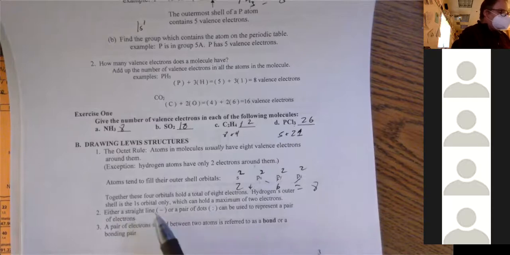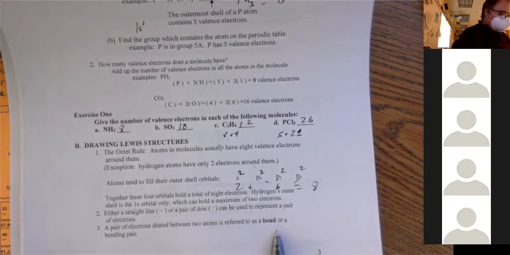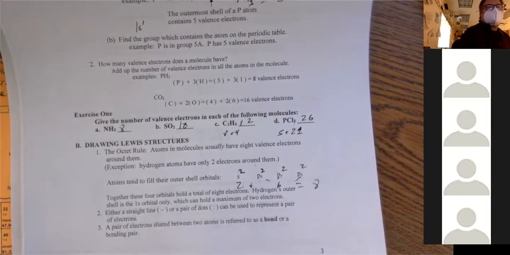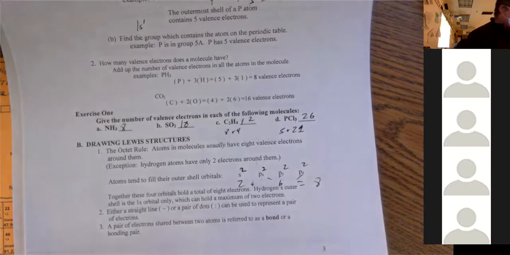Now, either a straight line or a pair of dots is used to represent electrons. A pair of electrons shared between 2 atoms is referred to as a bond. A pair of electrons that is only on 1 atom is called a lone pair. So let's take a look real quick.